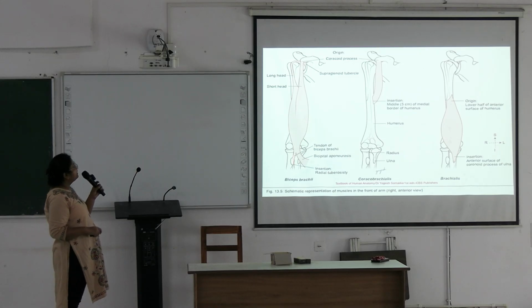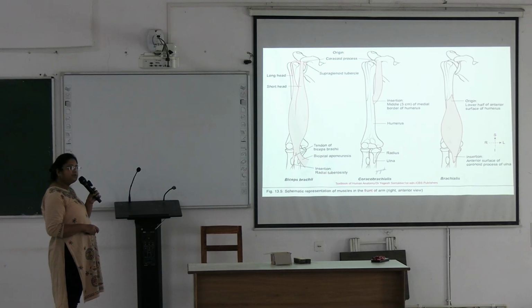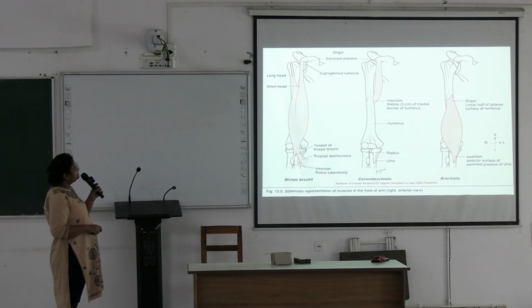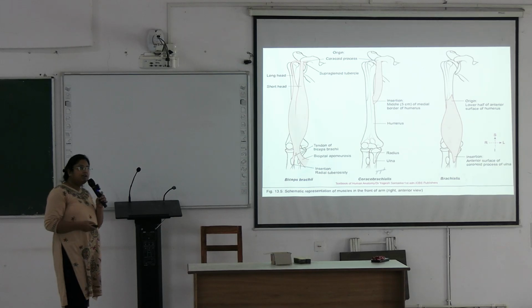This is biceps brachii. Its origin is by a long head and a short head. The long head originates from the supraglenoid tubercle, the short head originates from the tip of the coracoid process. Joined together, they form the muscle belly and then insert into the posterior part of the radial tuberosity. One extension is the bicipital aponeurosis, going to insert into the ulna.